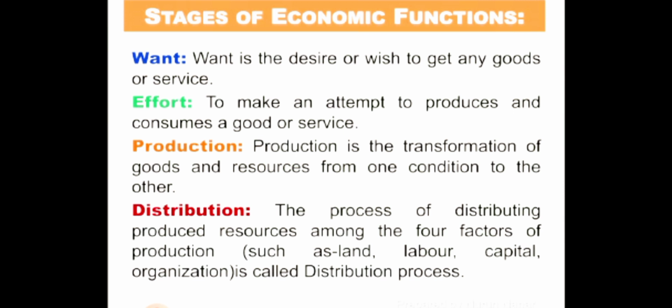In the previous part, in our explanation, I think you have seen from a piece of wood, furniture can be made. From wheat, bread can be made. The fourth stage of economic function is distribution. The process of distributing produced resources among the 4 factors of production, such as land, labor, capital, organization, is called distribution process. A few minutes ago, I have discussed the distribution process by showing a diagram.